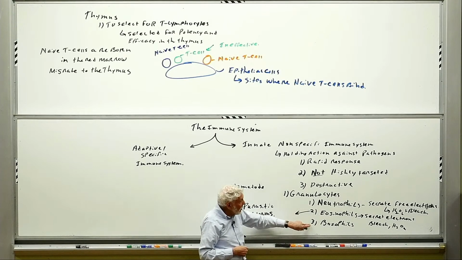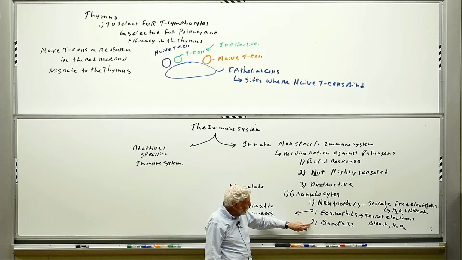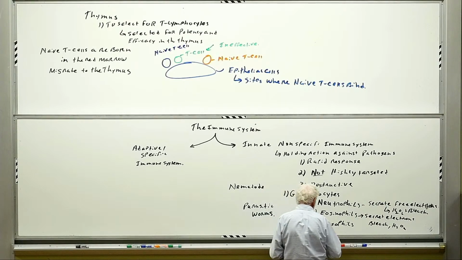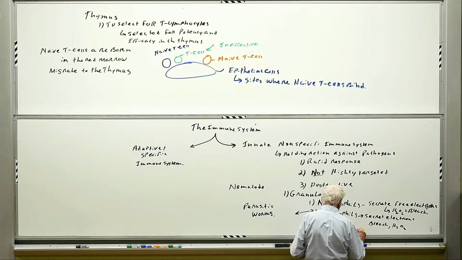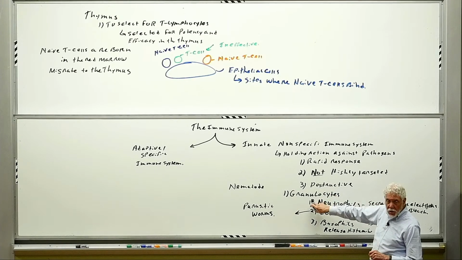Finally, the basophils are basically circulating mast cells. They release histamine. But again, what they all have in common, they're all under this heading of granulocytes.